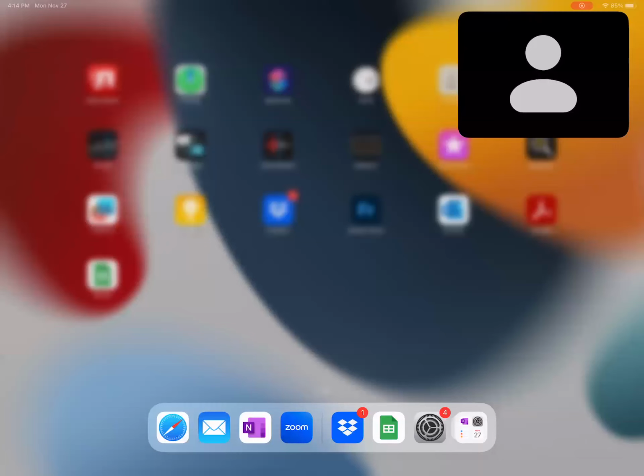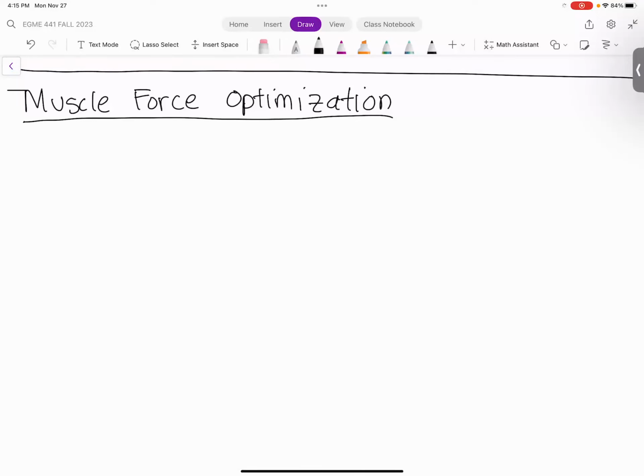There we go. Okay. Muscle force optimization. So muscle force optimization, this is kind of the last stage of dynamic biomechanical analysis.